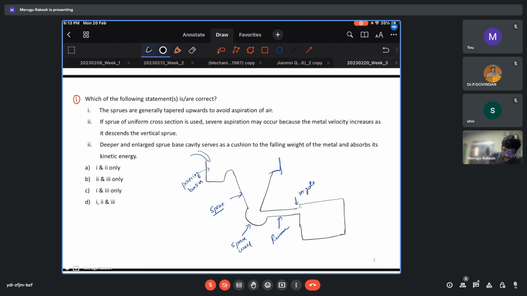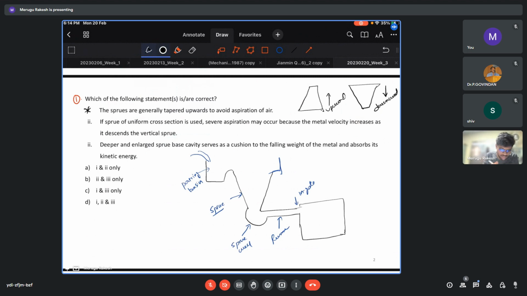Tapered upward means this, an upward taper, and this is a downward taper. So that would be the wrong statement. If a sprue of uniform cross section is used, severe aspiration may occur because the metal velocity increases as it descends the vertical sprue.